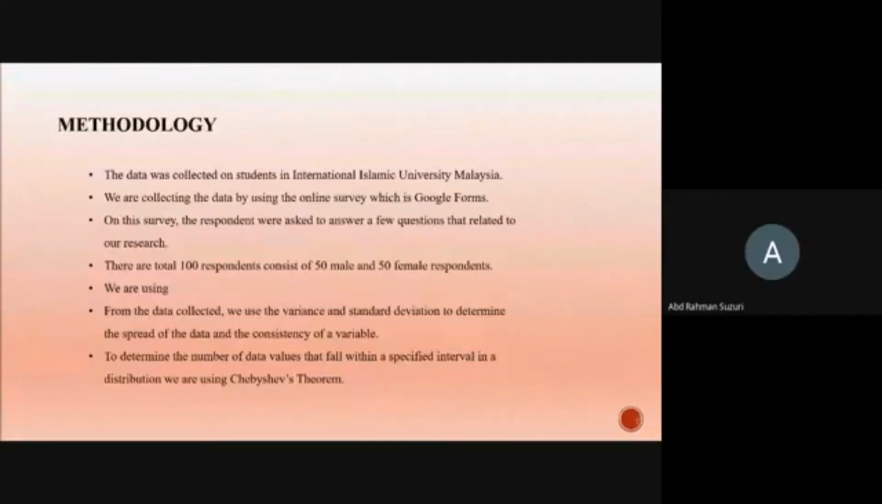So the methodology, how we collect our data: we use a survey, and that survey is distributed to the IIUM students. We got 100 respondents, which consist of 50 male and 50 female respondents, and we use Google Forms as the online survey tool for this. And then how are we going to analyze this data? We use the preliminary analysis, which includes the mean, the median, and mode, and also variance and standard deviation. We also use Chebyshev's theorem to analyze our research.